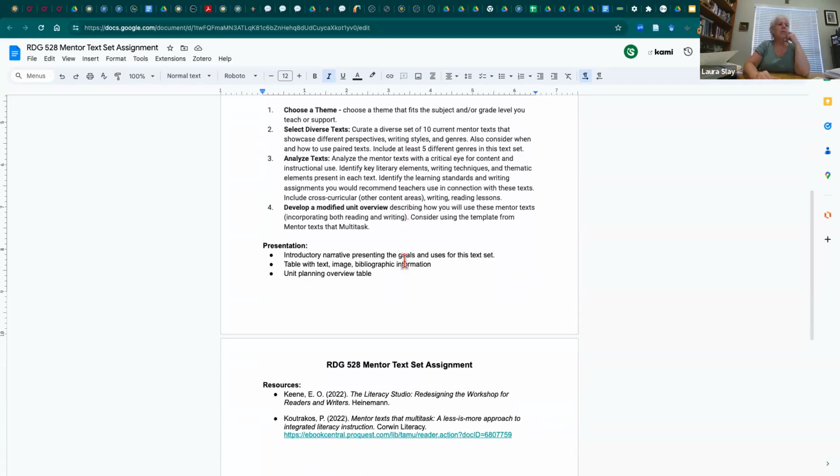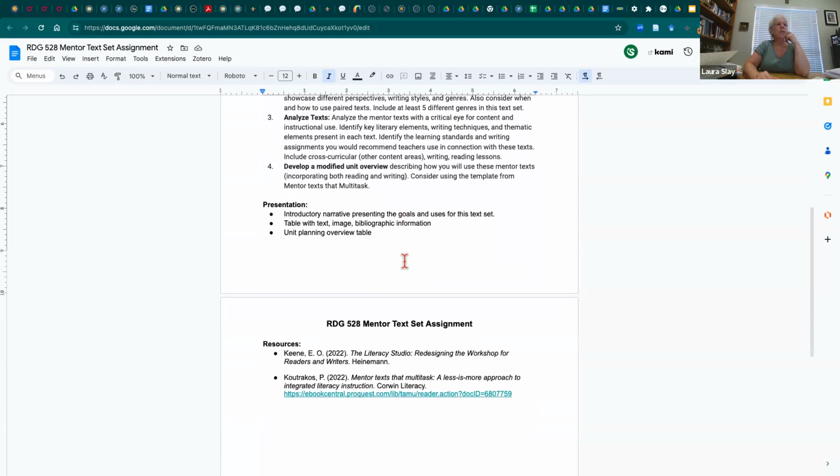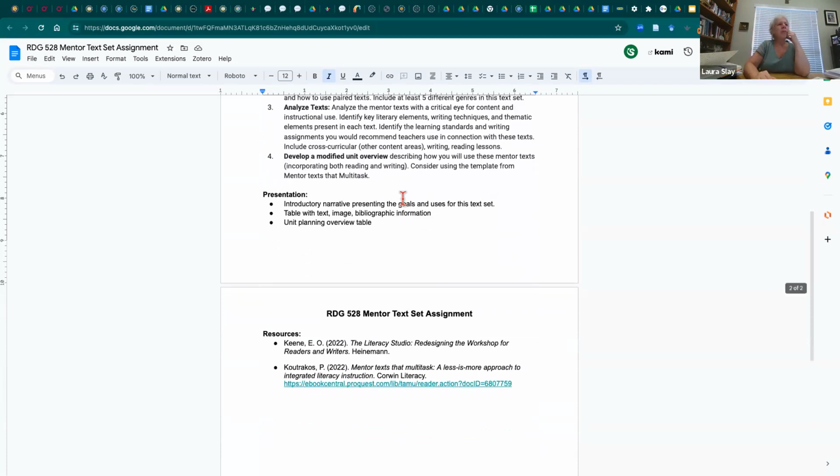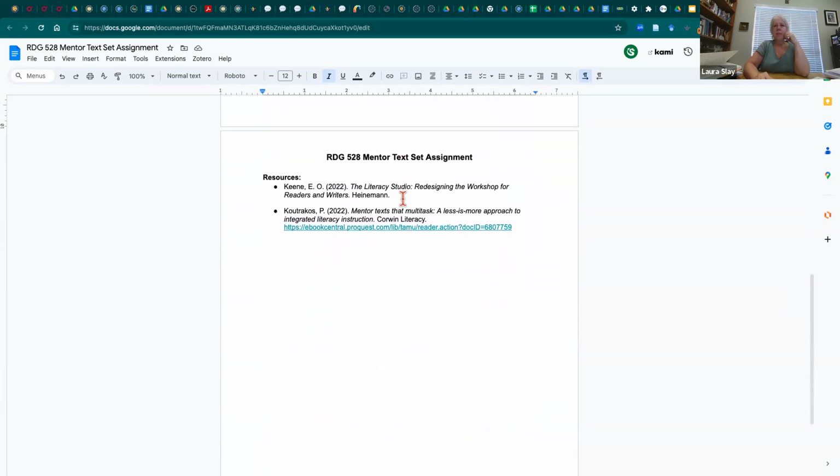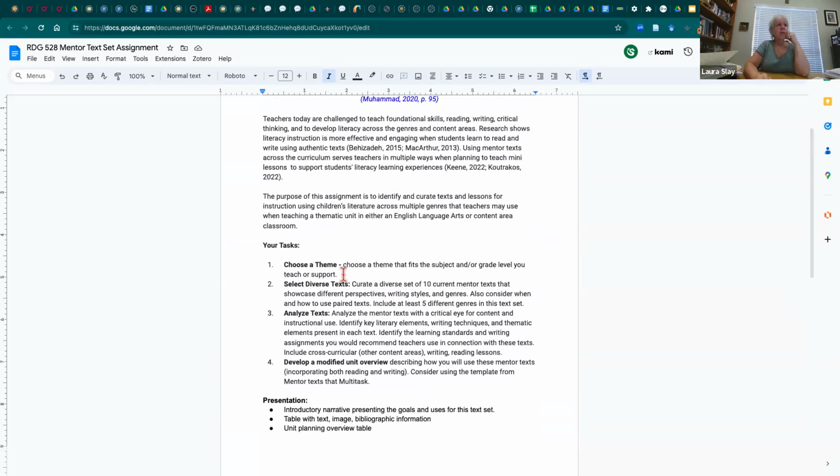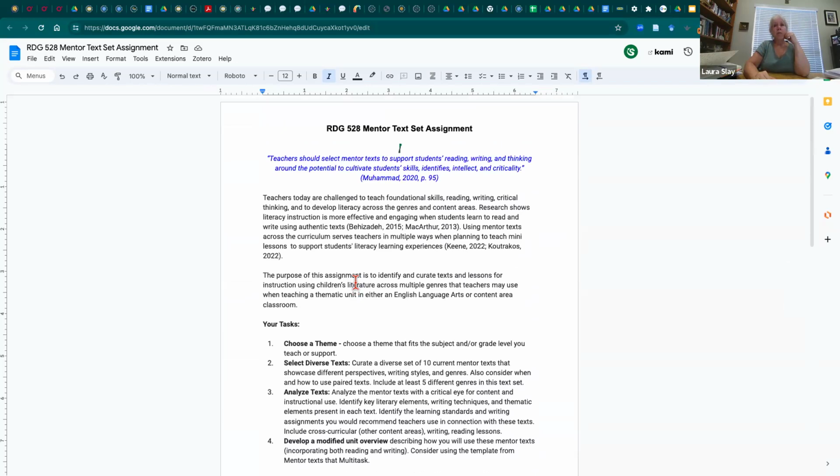So in that, you are approaching annotation. And then you're doing a slight annotation by describing how you're going to use it, and then you're doing the modified unit overview. That's what you understood before. So this should be what I described before.